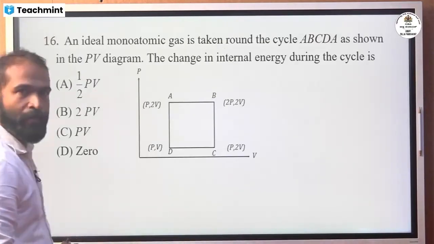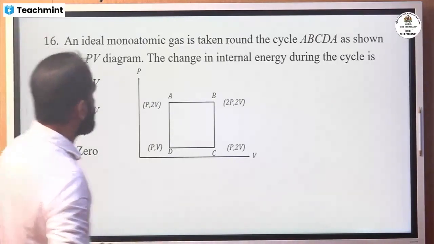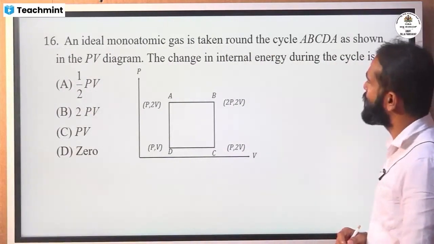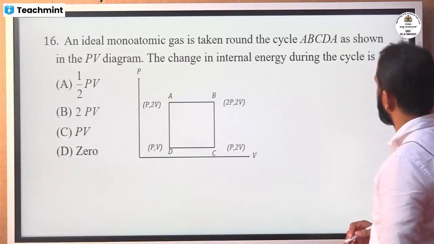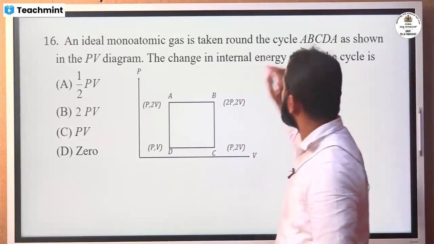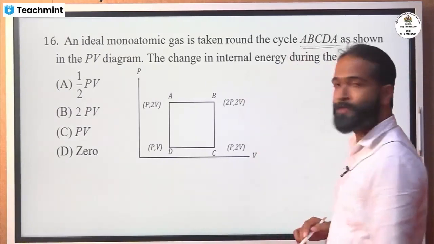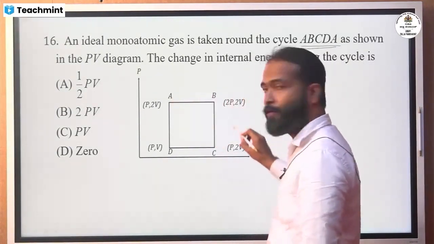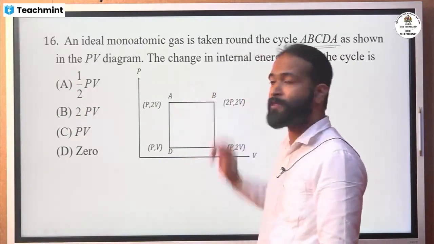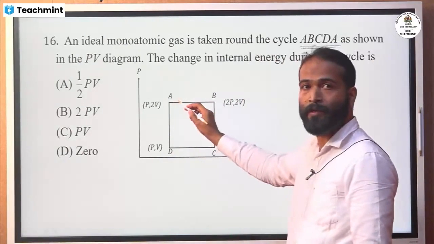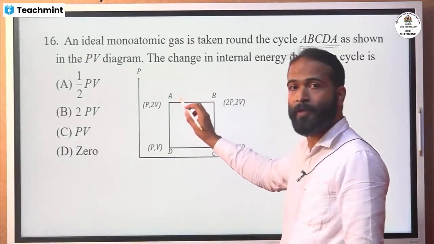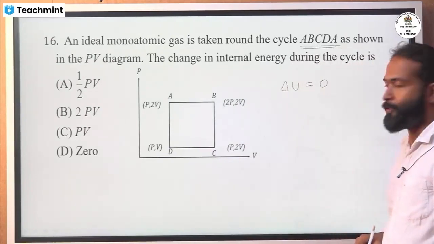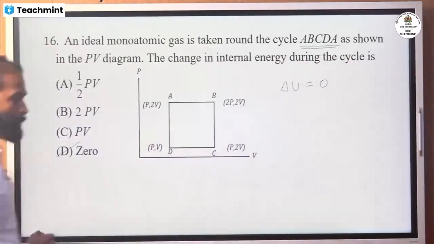Okay. Question number 16. There's an ideal gas which is a monatomic gas. It is taken around the cycle ABCDA as shown in the PV diagram. The change in internal energy during the cycle is. Now, if you look at this graph, the process is given as a cyclic process. The meaning of a cyclic process is the gas starts from A, goes around different states, and finally its state becomes the same as the initial state. So its pressure, volume, temperature, everything becomes the same. So the change in internal energy will always be 0. That gives you option D, the right option.